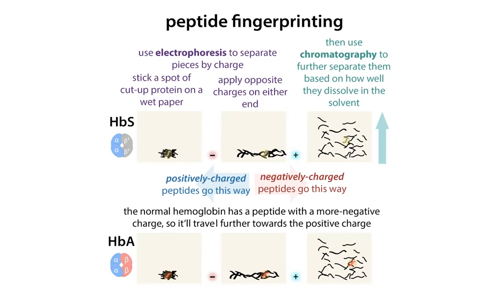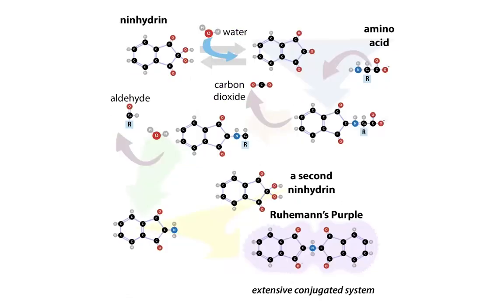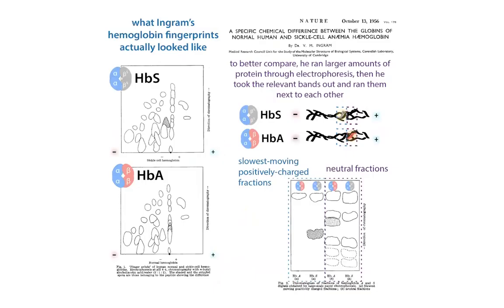Basically, then you want to separate things further. So now you could use chromatography to further separate them based on how they dissolve in the solvent. And so you can separate in another dimension to spread them all out. The normal hemoglobin has a peptide with a more negative charge, so it'll travel further towards the positive charge. And then when you separate things out further, you should be able to identify the difference. You can visualize the proteins using this ninhydrin-based method. You get this purpley color, so you can see the different spots on the paper.